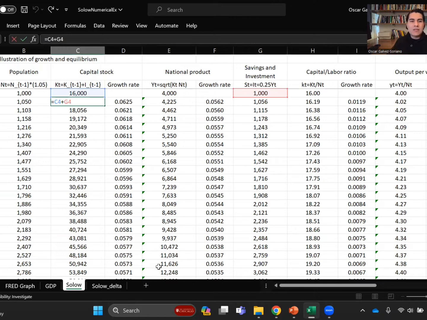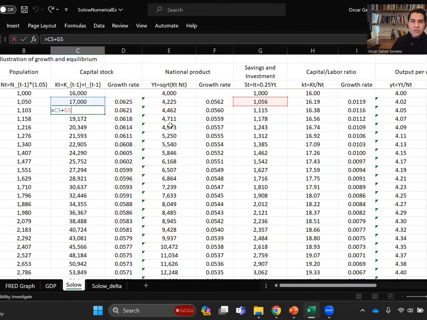So you can see how I just sum the value of the investments in period zero plus capital stock in period zero, and that should give me capital stock in period one. Same idea for period two. Gonna show you the formula.